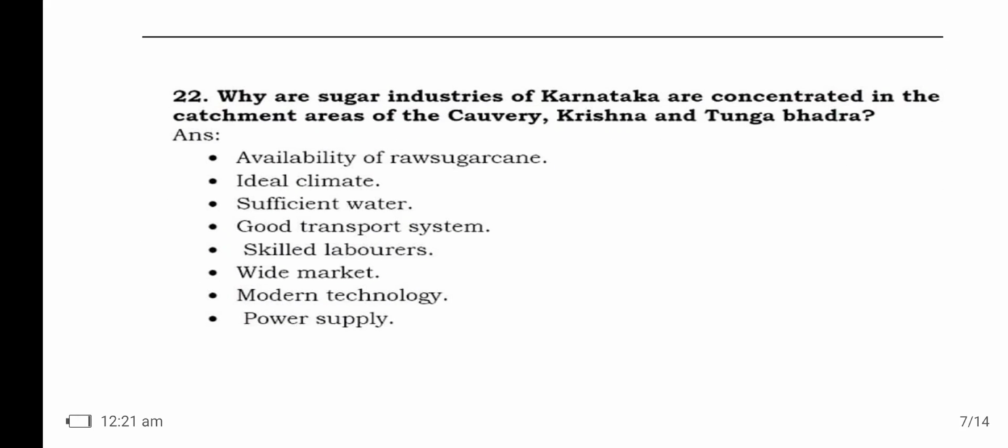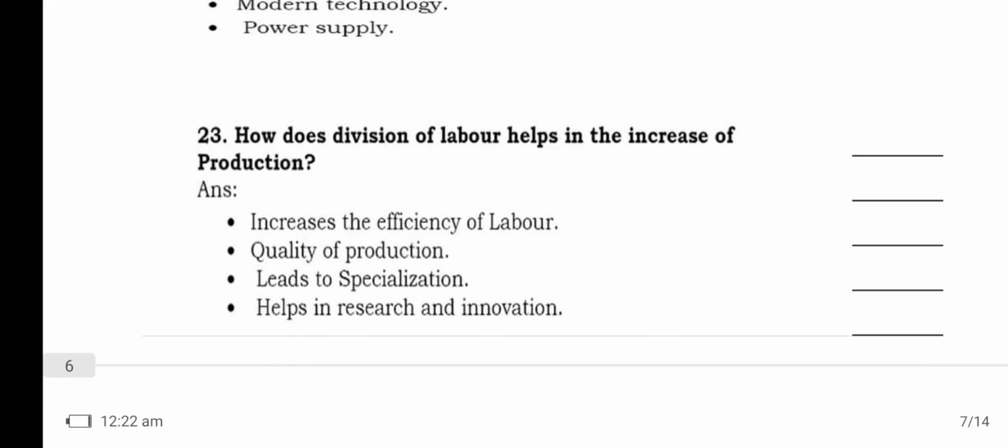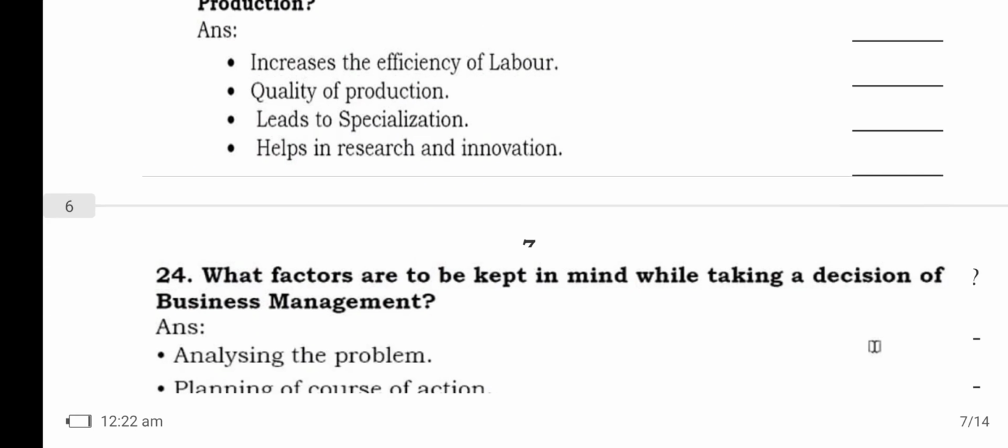Why are the sugar industries of Karnataka concentrated in the catchment areas of Kaveri, Krishna and Tungabhadra? There is availability of raw sugarcane, ideal climate, sufficient water to grow the crop, good transport system, skilled laborers, wide market, modern technology and power supply. How does division of labor help in the increase of production? It increases the efficiency of labor. It leads to quality of production, leads to specialization, and helps in research and innovation.